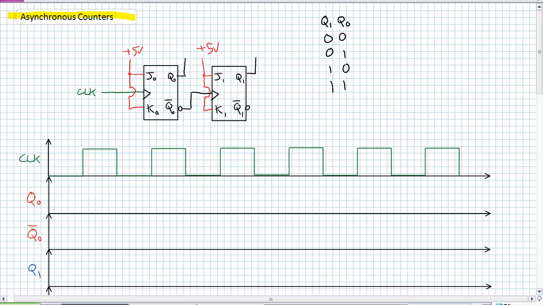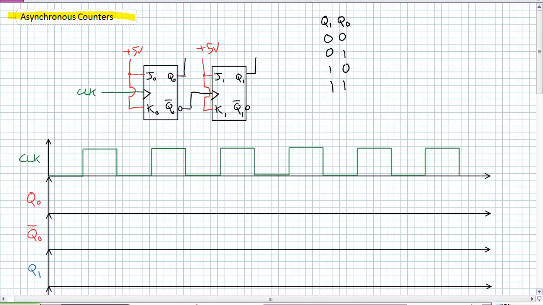So let's go ahead and just do a timing analysis. Before you do this, you have to know how a JK flip-flop works. If you don't know how a JK flip-flop works, go back and watch the JK flip-flop lectures. And in reality, you can just fast forward to toggle mode, because what happens? We're always in toggle mode.